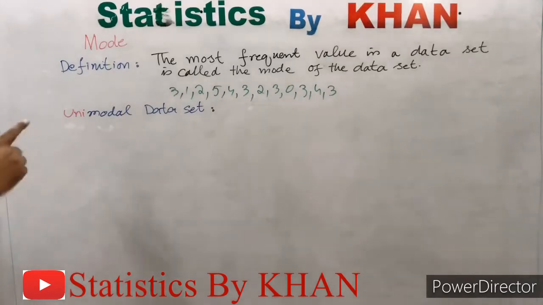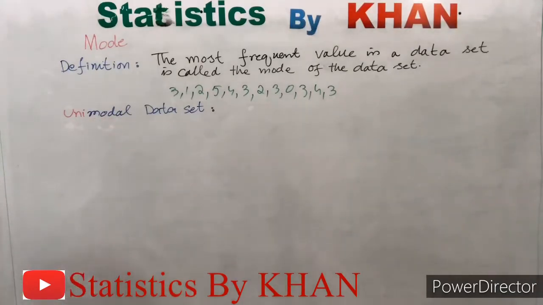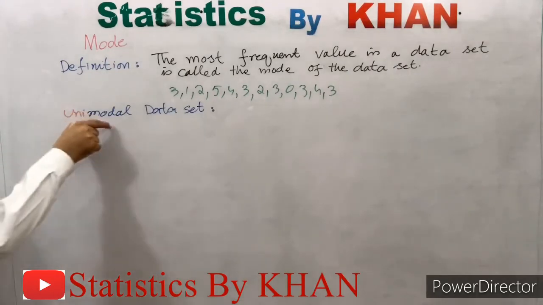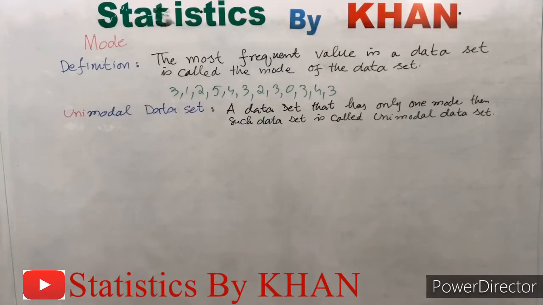If you remember the meaning of this prefix, then definitely you will be able to guess the meaning of this whole name as well. That is unimodal data set. So in the light of the meaning of this compound word unimodal, we can define a unimodal dataset as a dataset that has only one mode, then such a dataset is called a unimodal dataset.